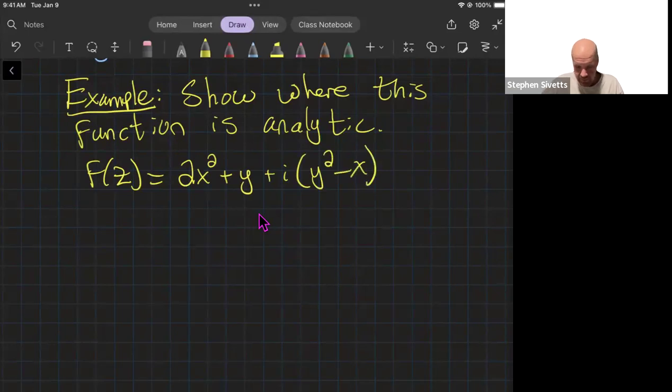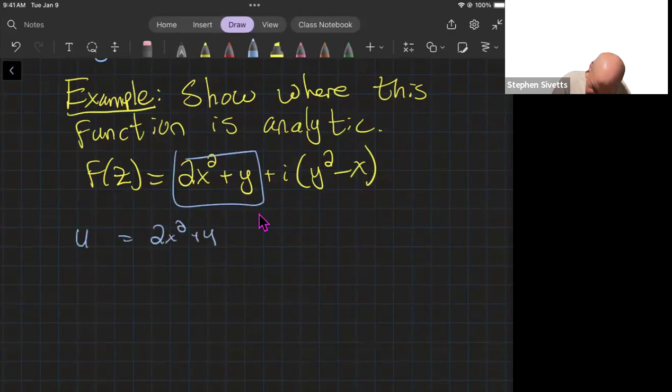Square minus x. Okay, so I want you to think about this example. This time we're going to look at which set in the complex plane would make this function analytic. Pause the video and work on this for a bit. All right, so I assume you thought about this for a couple minutes. Really, we're going to look at the real component u, 2x squared plus y, and the imaginary component v, y squared minus x.